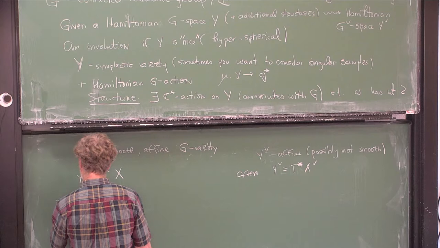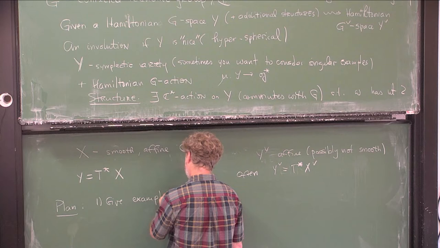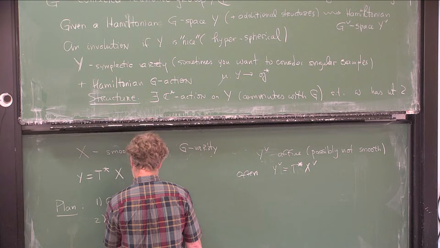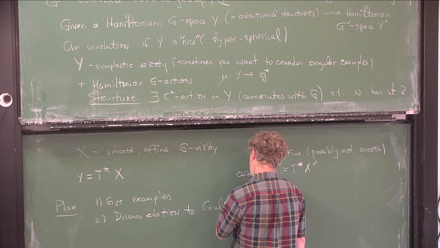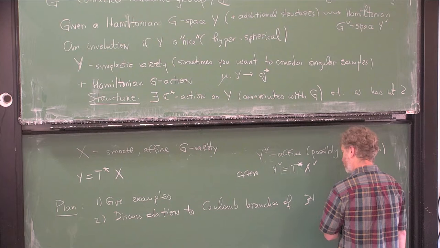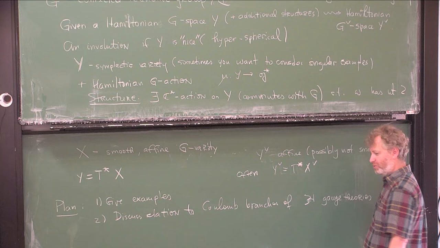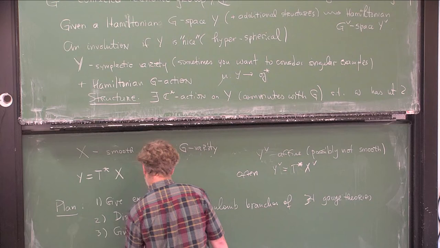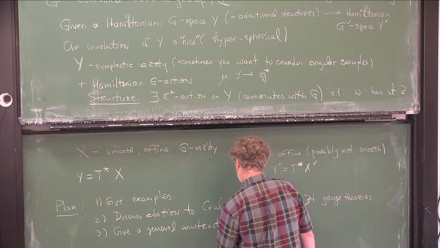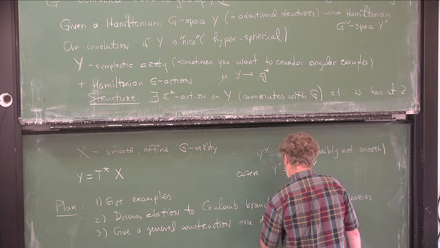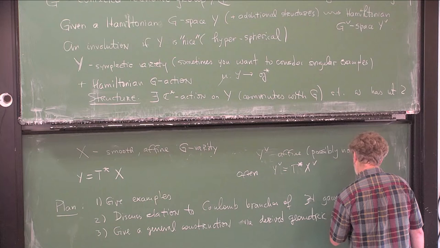Okay, so the plan will be to do the following. First, we'll give examples. Second is to discuss the relation of this to Coulomb branches of 3D gauge theories, to satisfy Nuno's requirements for this talk. And third, give a general geometric setup.